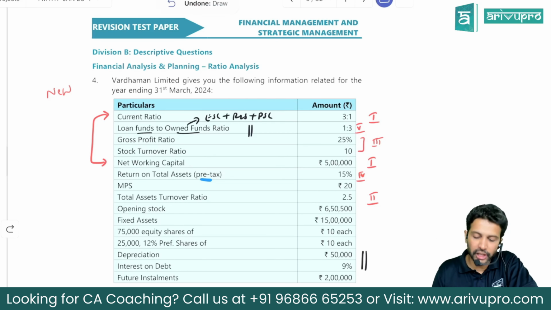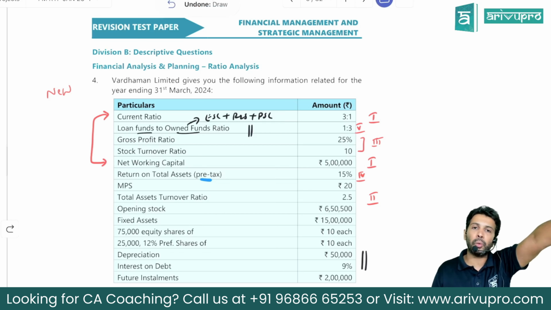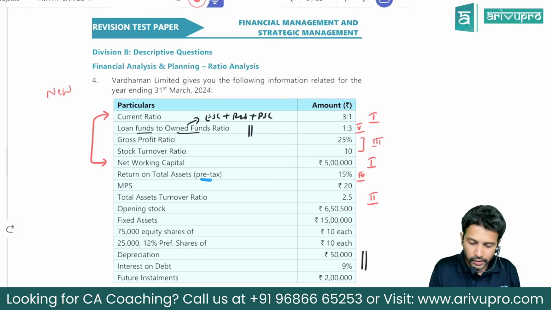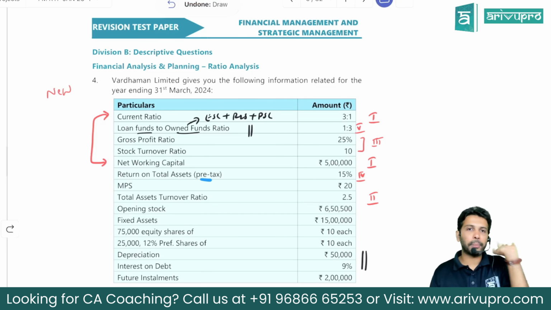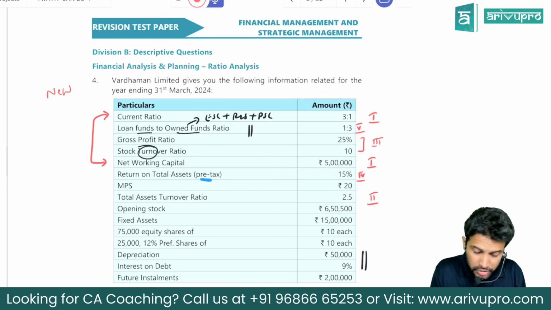They have given GP ratio, stock turnover ratio, net working capital. I think we already got to know what is our working note number 1: current ratio and net working capital. We will use this. Return on total assets they have given. EPS they have given. Total asset turnover ratio they have given. Opening stock is given. Perfect. Sir, they have given stock turnover ratio.